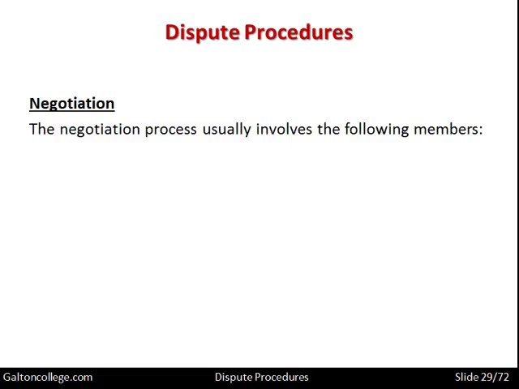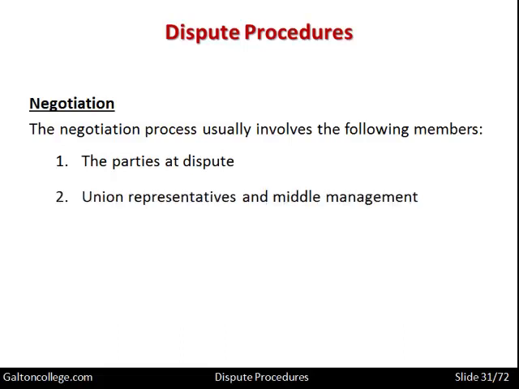So the negotiation process usually involves the following members. The parties in the dispute obviously must be involved. Let's say it's the management on one side and the trade union on the other, or the management on one side and some workers on the other side. So it should involve the people who were involved in the dispute. That's clearly the case. Could be union representatives and middle management, for example.